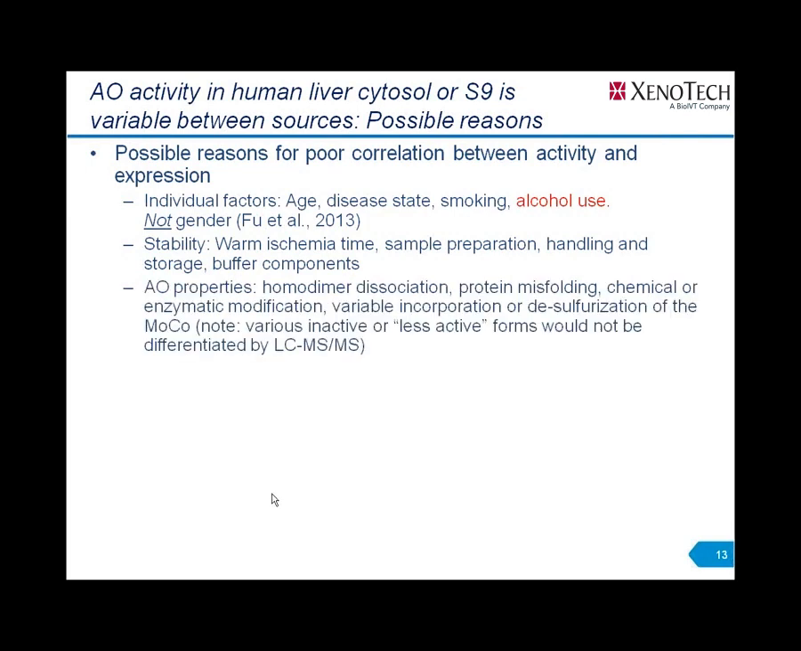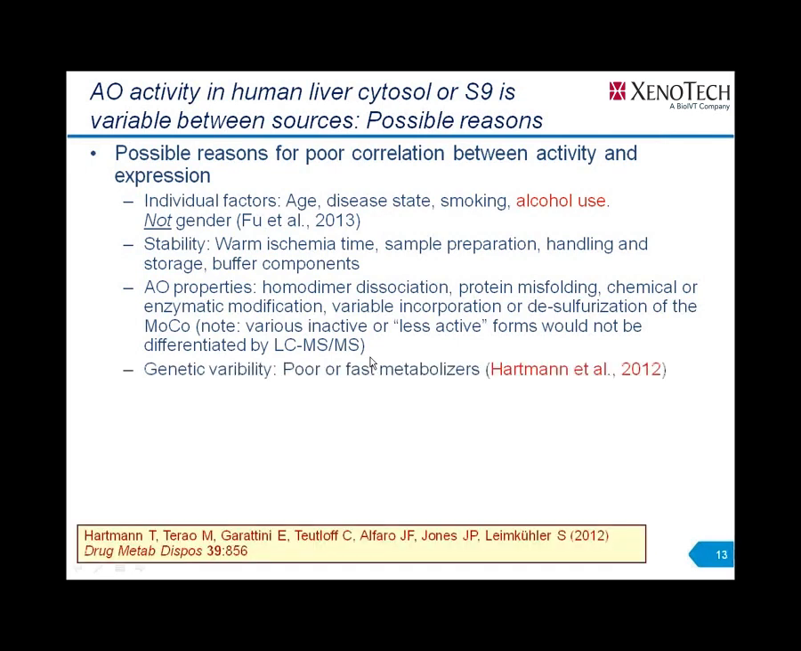And then the properties of the enzyme. It's a complex enzyme. It forms a dimer, so you can have homodimer dissociation, protein misfolding, even chemical or enzymatic modification that have been put forward as possible reasons for this poor correlation. You also have variable incorporation or desulfurization of the molybdenum cofactor. And of note is the fact that these various inactive or less active forms would not be differentiated by these mass spec methods. And then genetic variability.